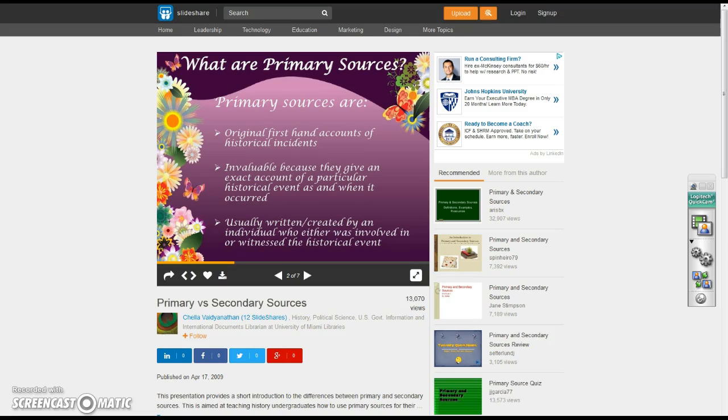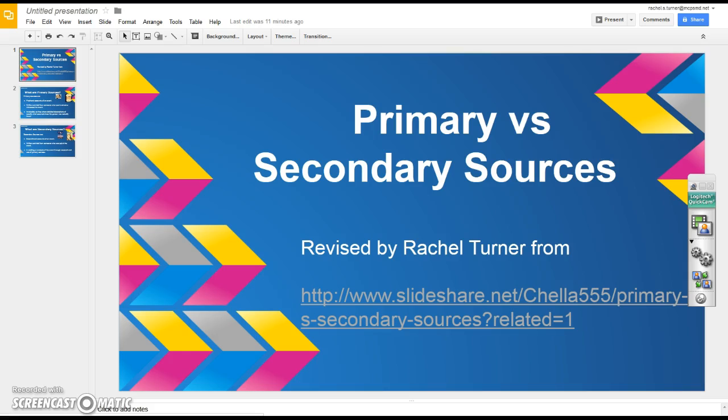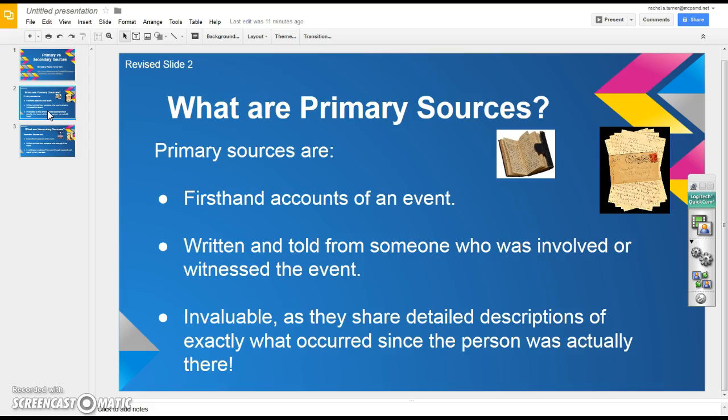So I created, on my Google Slides, a revision of this slide of what are primary sources. And you will notice when it decides to pop up that I have taken out many of the words that were not needed. Primary sources are first-hand accounts of the event. They are written and told from someone who was there. They are invaluable because they share detailed descriptions of exactly what occurred since the person was actually there.